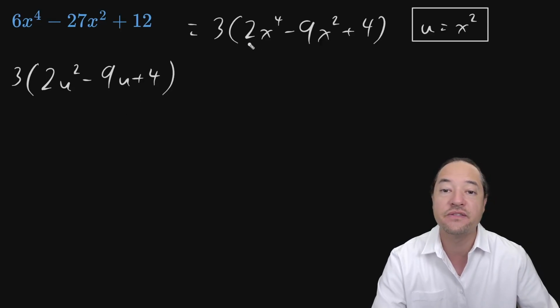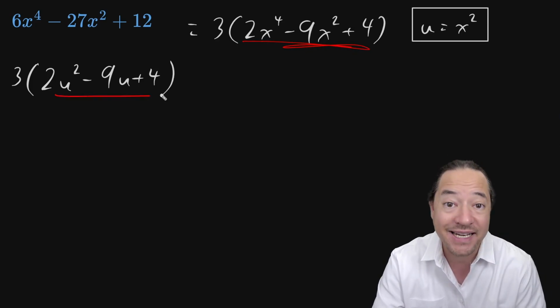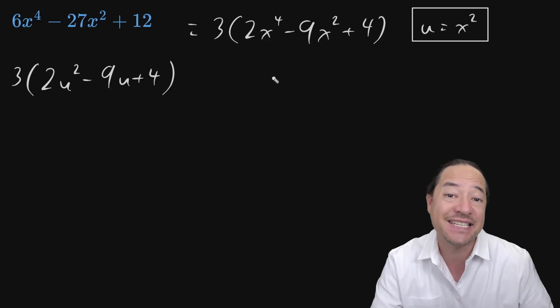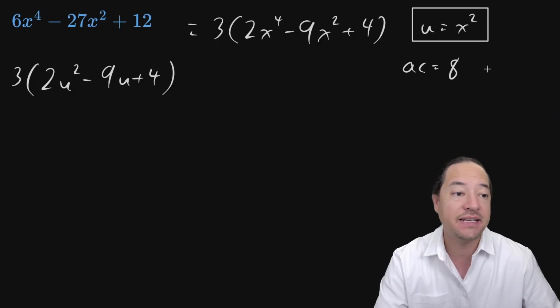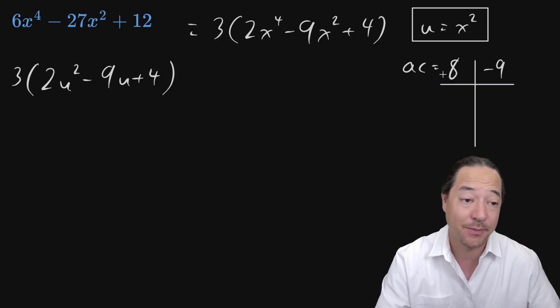So we've converted this quartic polynomial into a quadratic polynomial, which we know how to factor. We're going to use the AC method here, right? So if we use the AC method, we see that A times C is 2 times 4. So that's going to be 8. And we need to find the factors of 8 that add up to give us a negative 9.